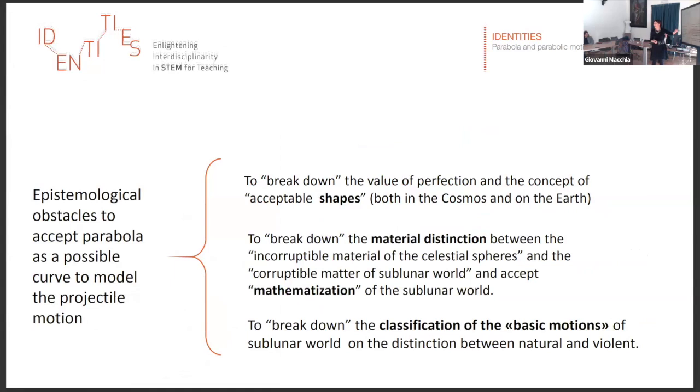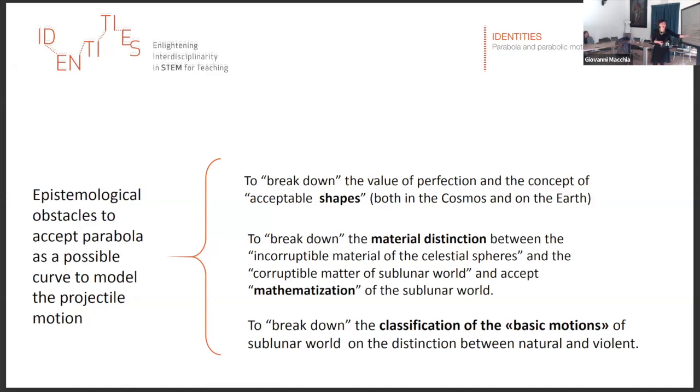So there were so many epistemological aspects, in the sense that it was important to break down the value of perfection. And also to consider acceptable also shapes like parabola or the other conics, for example, and also to break down the material distinction between the perfect world in the celestial sphere, and instead a corruptible matter in the sublunar world.